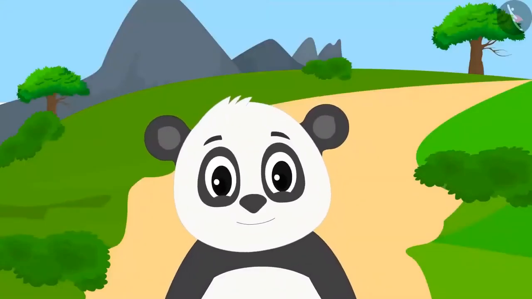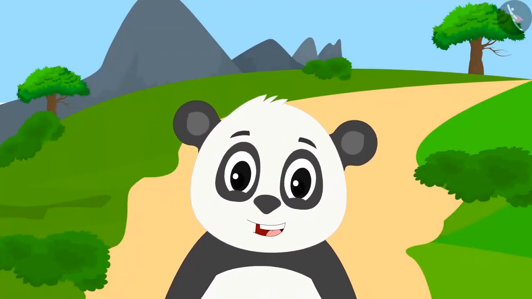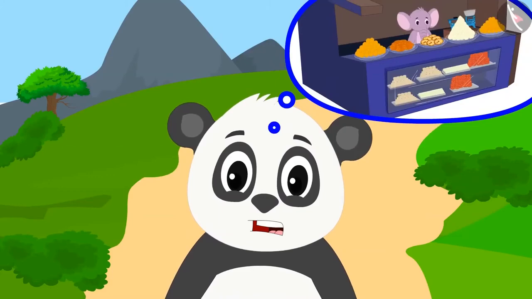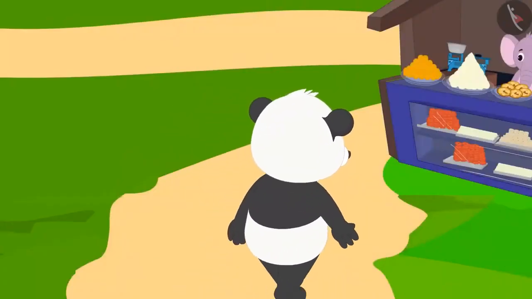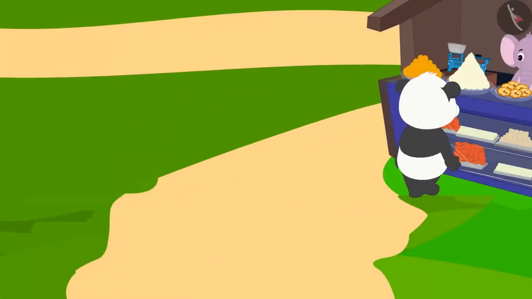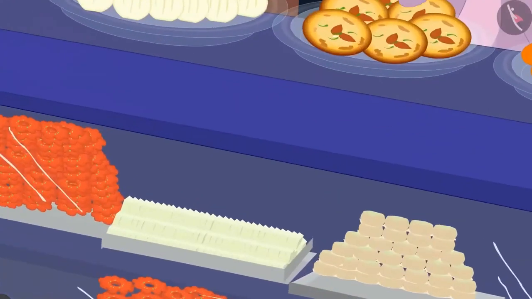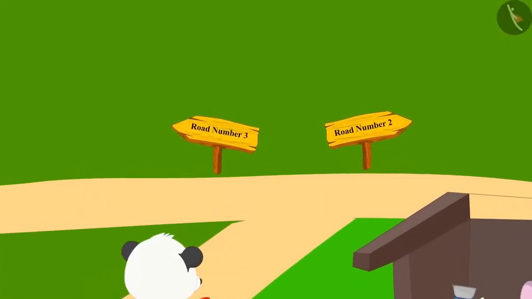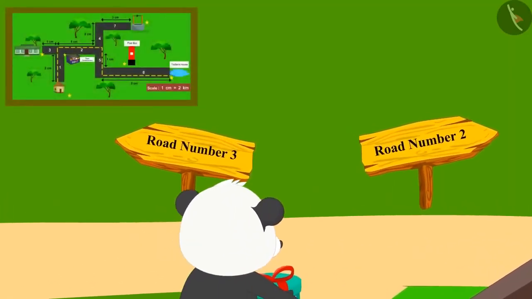Golu is happy and at the same time sad about the scale because he would have to walk far enough to reach Appu's confectionery shop. Walking on road number 1, Golu finally reached Appu's confectionery. He bought sweets from there for Tufan. Can you tell which road Golu will have to walk next?